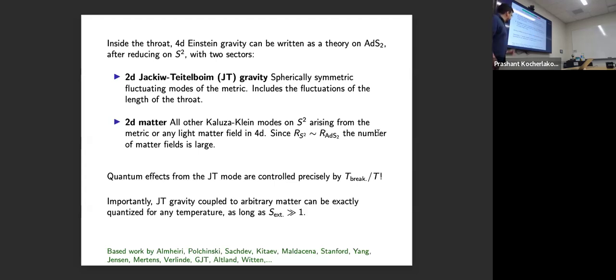And importantly, this theory of 2D JT gravity, even when coupled to arbitrary matter, can be exactly quantized for any temperature, as long as you take the extremal entropy that appears as a parameter to be large. If the entropy is not large, then we cannot solve it, but at least to leading order, this is enough. Well, because of the matter? Because of the matter, yes. So if we remove the matter and we consider pure 2D JT gravity, we can solve it, but then that doesn't come from any realistic four-dimensional theory of gravity.